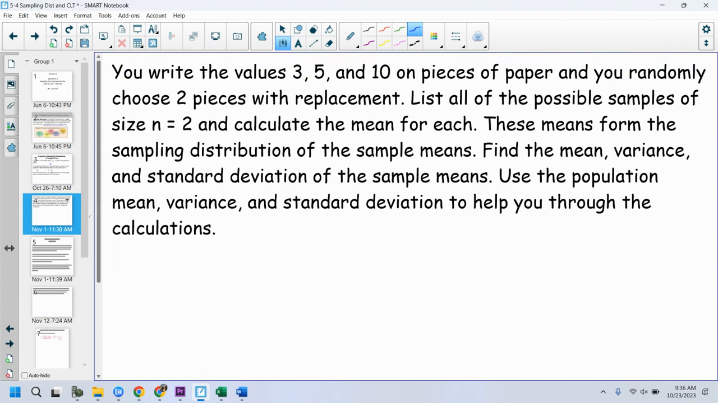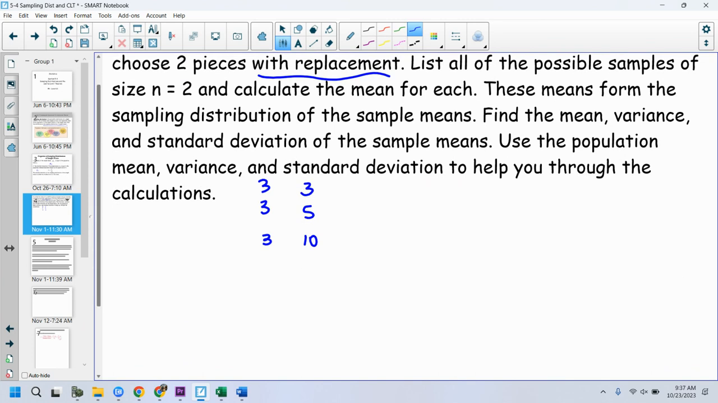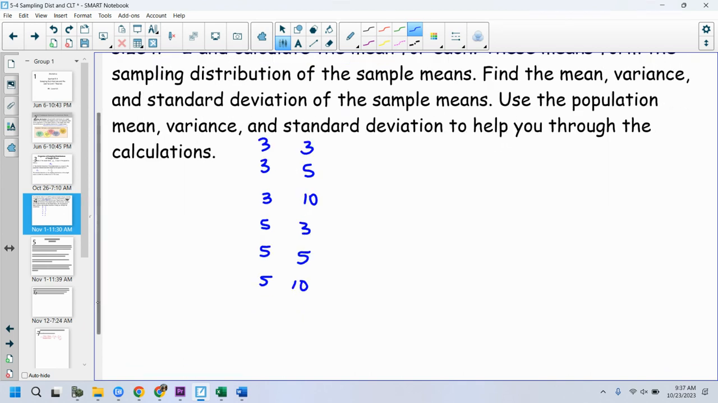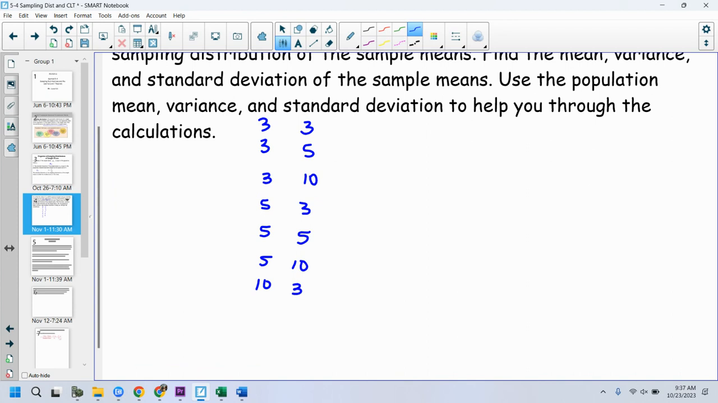Okay, so I could possibly choose a 3, then a 5, then a 3, then a 10. Right? Am I putting them back? List all the possible samples of size n equal 2 and calculate the mean for each. With replacement. Yep, I am putting them back. Okay, so I've got to include 3, 3 as well, right? Okay, so the other options are I could choose a 5, then a 3, a 5, then a 5, or a 5, then a 10. And lastly, I can start with 10. I can choose a 10, then a 3, a 10, then a 5, or a 10, then a 10.